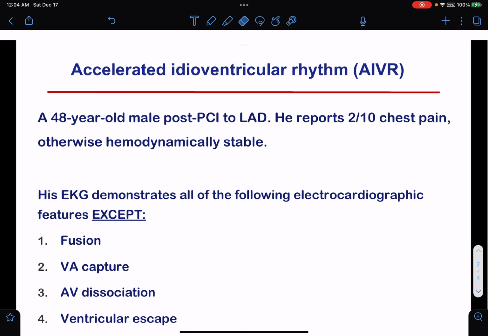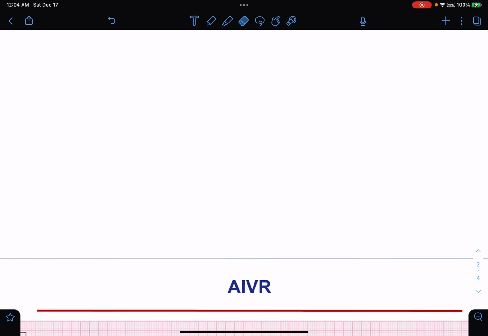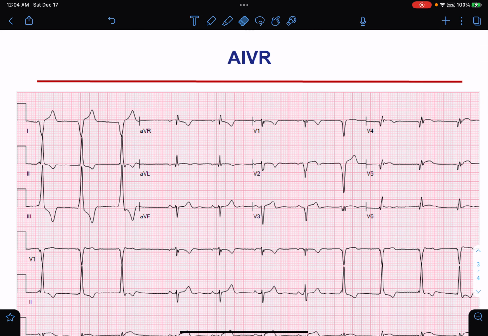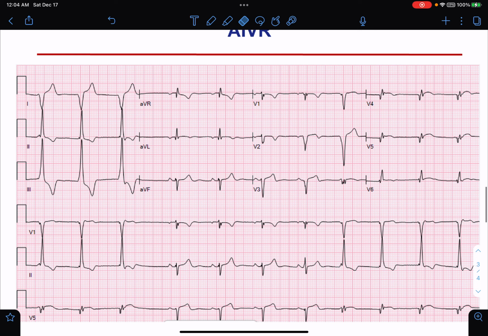So the EKG shown here depicts all the features of fusion, VA capture, AV dissociation, ventricular escape, except one of these. To answer this immediately, you can quickly look at the EKG, and for the rhythm interpretation, you can tell that there are two populations of beats. There are narrow beats, and there are two runs of wide beats. So we'll come to these beats in a second.